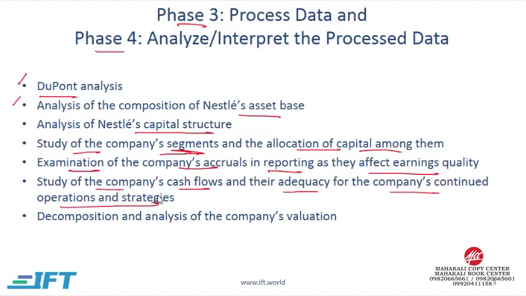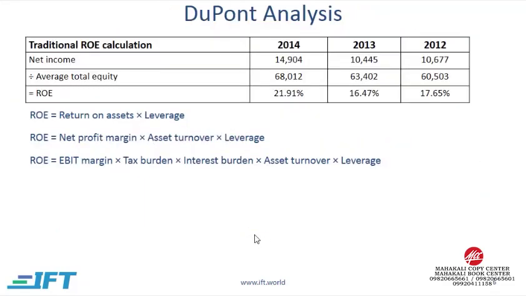Then there will be a study of the company's cash flows and their adequacy for the company's continued operations and strategies. Finally, we'll do a decomposition and analysis of the company's valuation. So let's do this DuPont analysis first. What happens in a very basic ROE analysis? So what's ROE? It's net income divided by the equity.